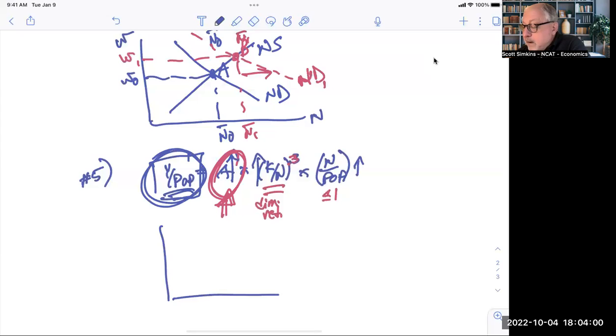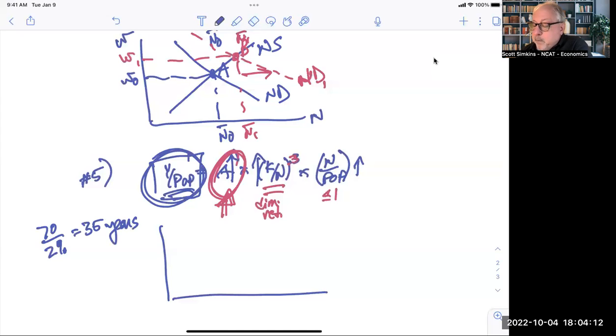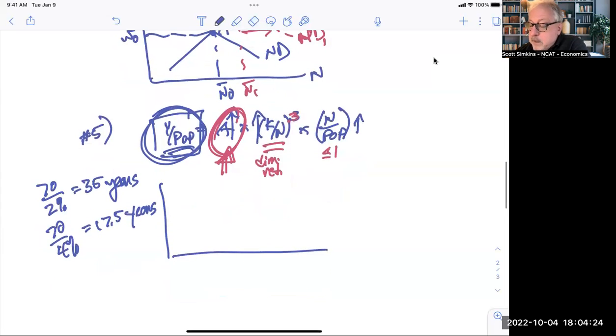So the rule of 70: 70 divided by the growth rate. If it's 70 divided by 2, then as we've seen, it takes 35 years for GDP per capita to double. If the country's growing at 4%, then it's only going to take 17 and a half years for GDP per capita to double. If the economy is growing at 10%, it's only going to take 7 years for real GDP per capita to double.